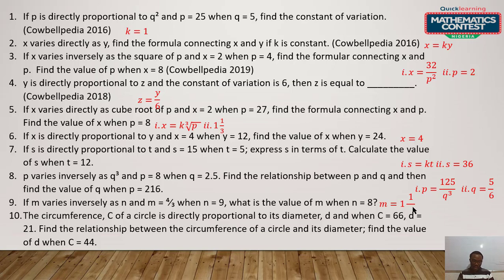If k is mn, m is 4 over 3, then n is 9. So 3 here, 1, 3 here, 3. 4 times 3 is 12. So the value of k is 12. So the relationship is m equals 12 over n. Now I'm asked to find m when n is 8. So it is 12 over 8, 4 can go, that is 3 over 2, which is 1 and 1 over 2. If you get that, thumbs up for you. Then now let's solve the last question.